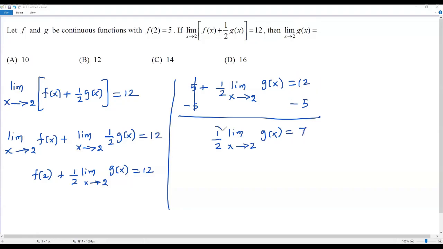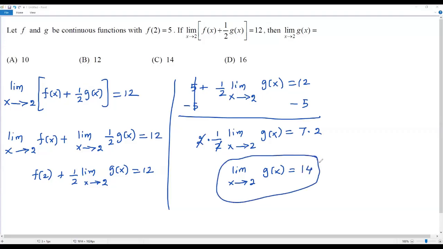Now to get rid of the fraction, we have to get rid of this denominator 2. For that, we multiply both sides of this equation by 2. When I multiply both sides by 2, this 2 will cancel out. Then I'm getting 1 times this stuff, the same. That is the limit as x approaches 2 of, let me write over here, g(x) equals 7 times 2, which is 14. Now I have evaluated the limit, that is the limit as x approaches 2 of g(x). Its value is 14. We find 14 in answer choice C. The correct answer choice for this question is C.